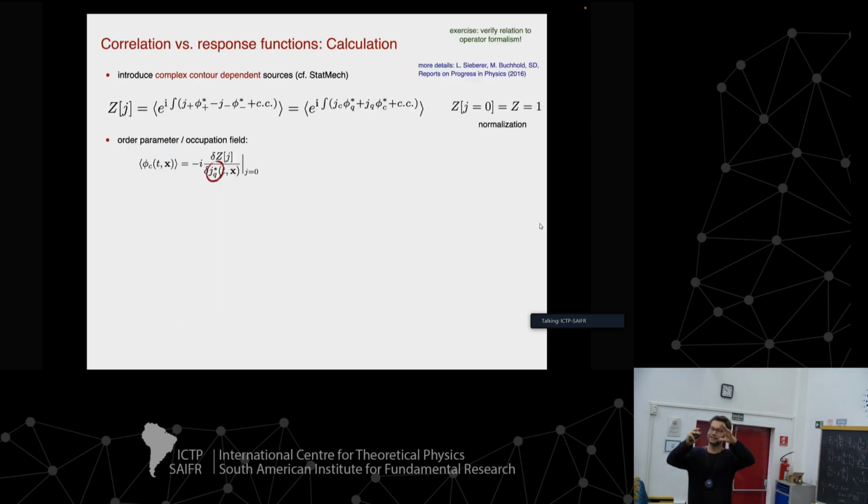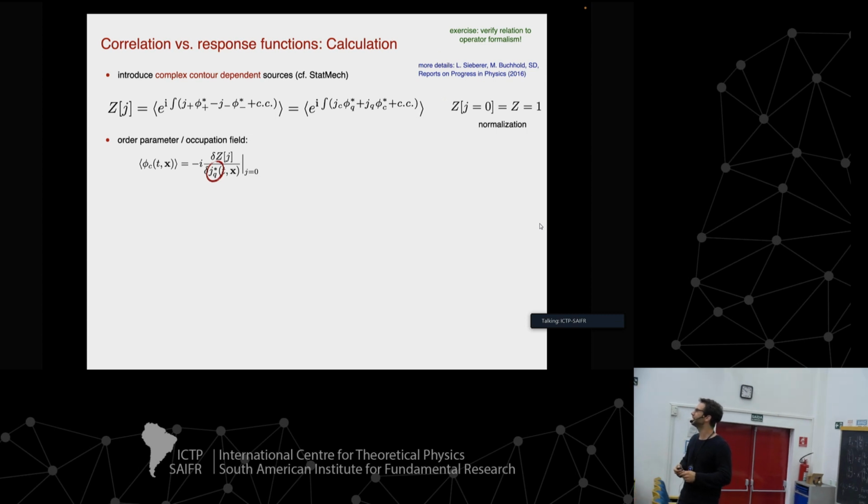Now, let's try to get this more systematic and ask how we can calculate these different functions here. To this end, we just formally introduce complex and contour-dependent fields. So instead of having here an external field H, which would not depend on, I'm really getting confused here.